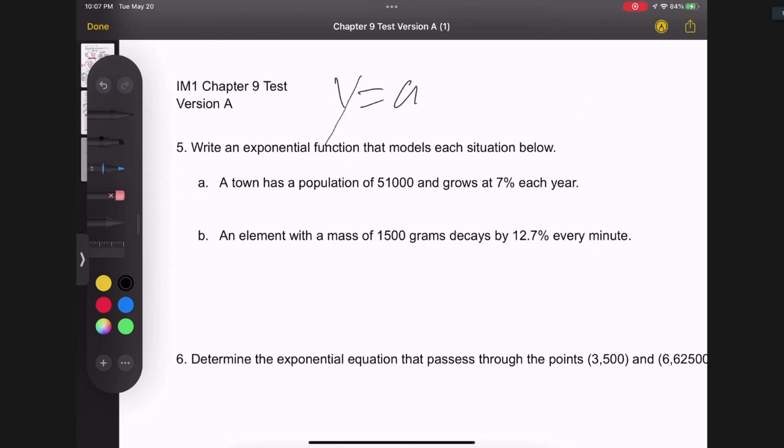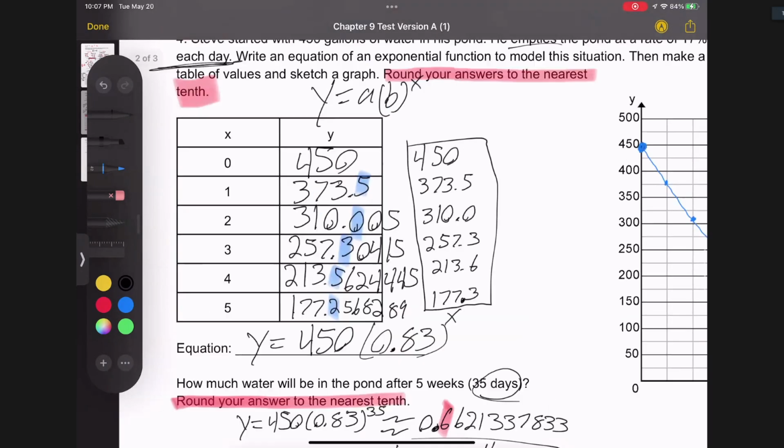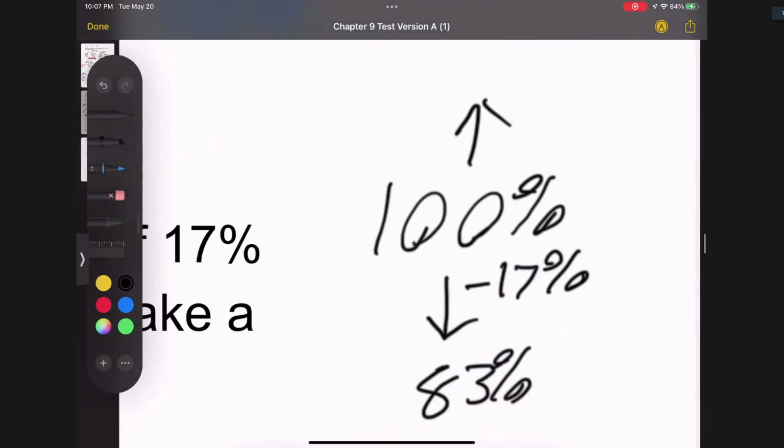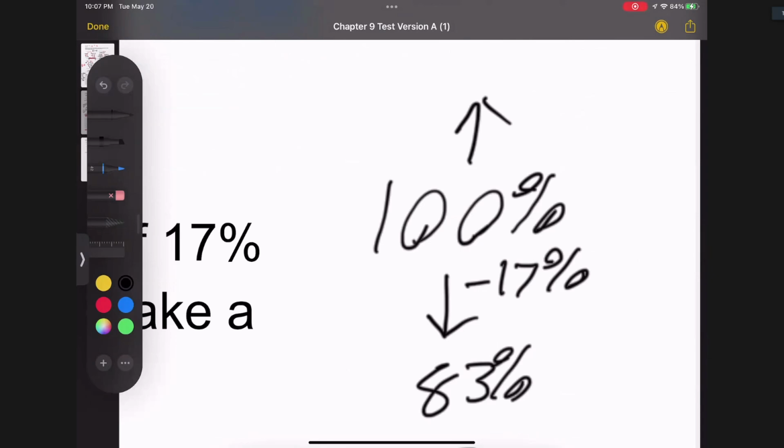y is equal to a times b to the power of x. Now, every single exponential in this class is going to be written like this, every single one. There's always going to be some type of starting value, and there's always going to be either a growth or a decay, just like what I said over here. You're starting at 100%, and you are either going to be going up or going down.